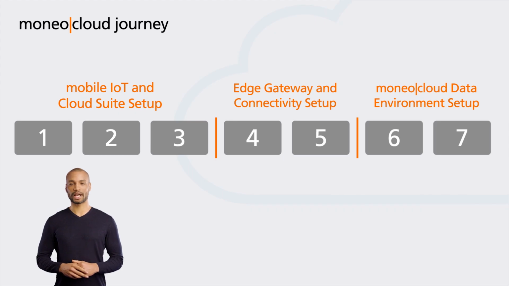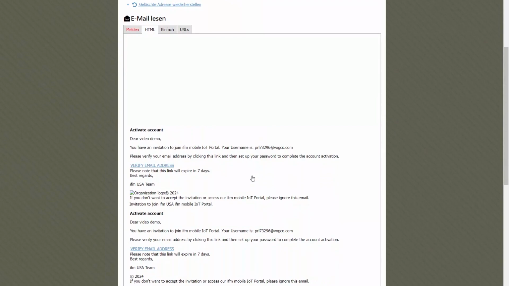In today's video, we will guide you through step 2 of creating your cloud instance inside of Moneo Cloud. So let's get started. Once your mobile IIoT account has been created, you will receive a sign-up email to create your password. Verify the email by clicking on the hyperlink.